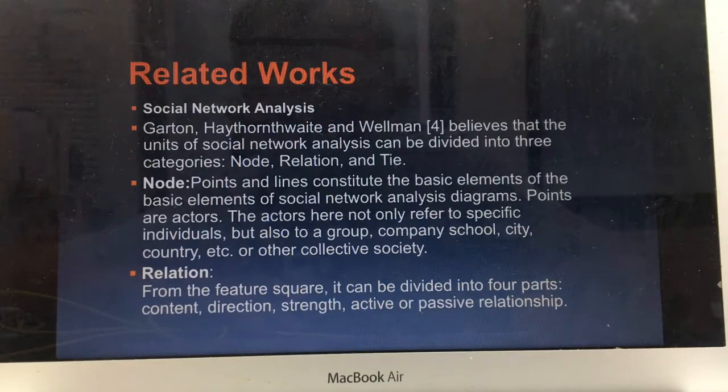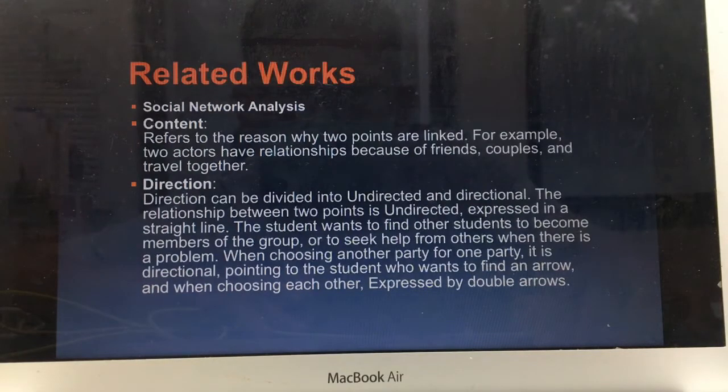It can be divided into parts: content, direction, and strengths. The content refers to the reason why two points are linked. For example, two actors have a relationship formed because they are friends, couples, or travel together. The direction can be divided into undirected and directed. The relationship between two points is undirected when it is expressed as a straight line.